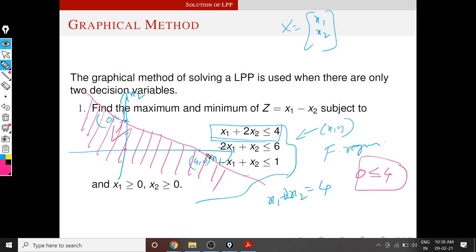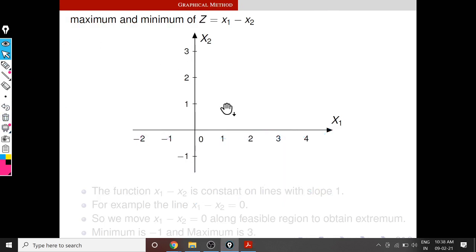Similarly, we can identify all the regions. Already we have two restrictions, the non-negative restrictions: x1 and x2 are non-negative. So we have to find the region in the first quadrant, because in this region x1 and x2 are positive. Similarly, next you plot the second one and third one. I will show you the graph of these functions. Our aim is to minimize z, that is equal to x1 minus x2. So first we plot the straight line x1 plus 2x2 equal to 4.